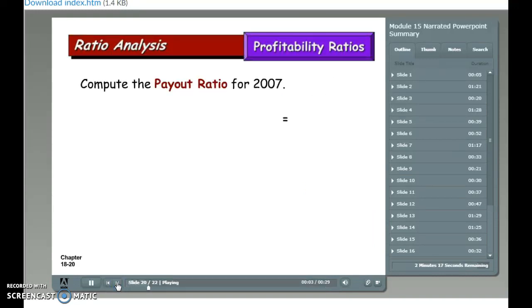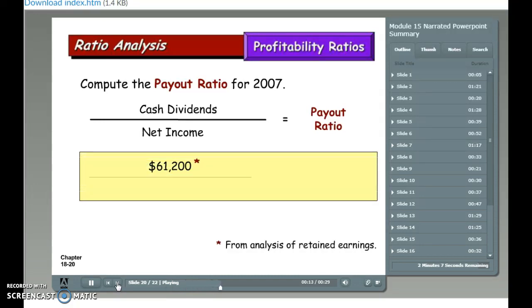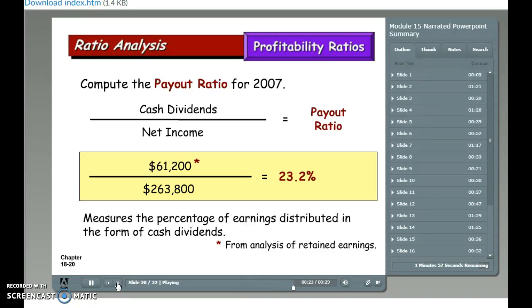The last profitability ratio to be discussed is the payout ratio, which is calculated by cash dividends divided by net income. Quality's payout ratio is calculated to be 23.2%. The payout ratio measures the percentage of earnings distributed in the form of cash dividends.